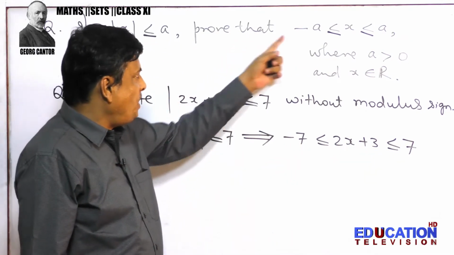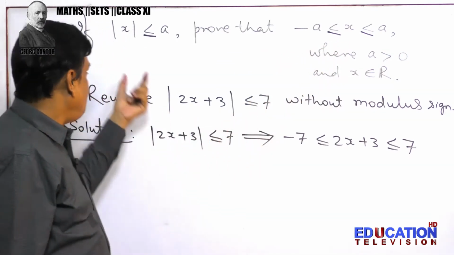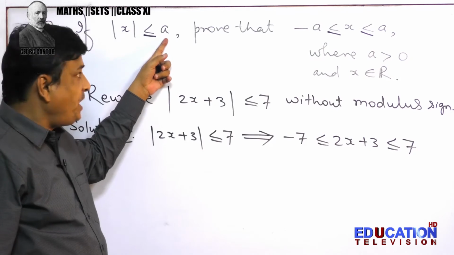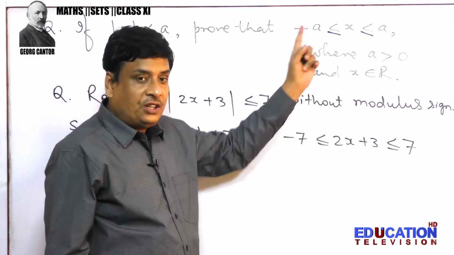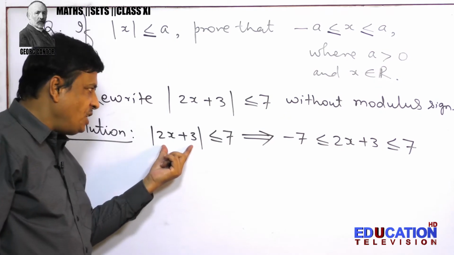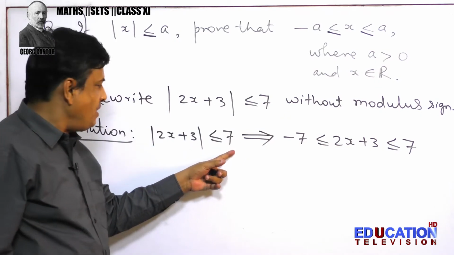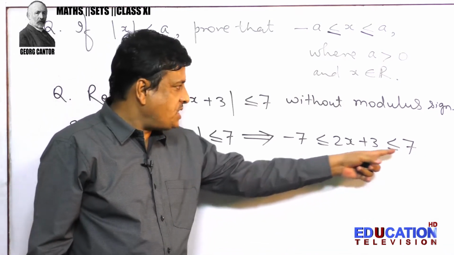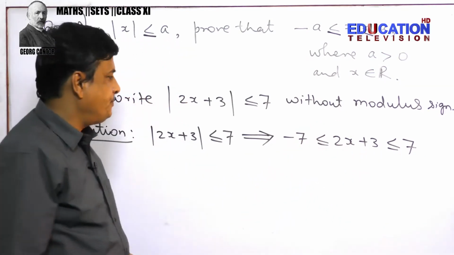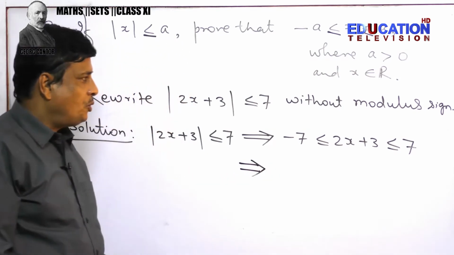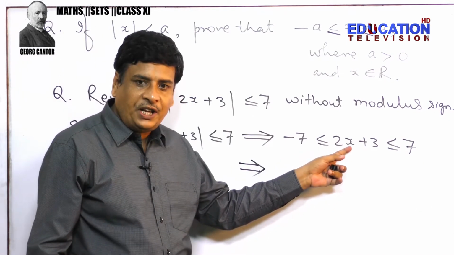By the property we just proved, if the modulus of a real number is less or equal to a, then that number lies between the negative and positive of a. As this real number is less or equal to 7, it is greater or equal to minus 7, less or equal to plus 7. We have to make only x between the inequalities.